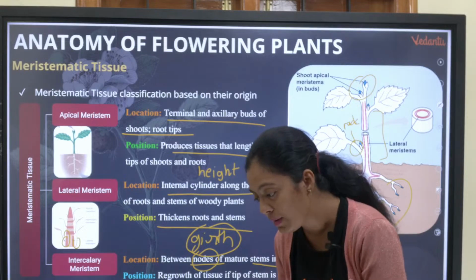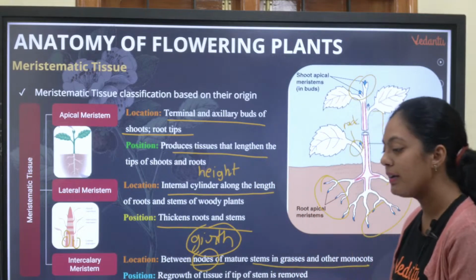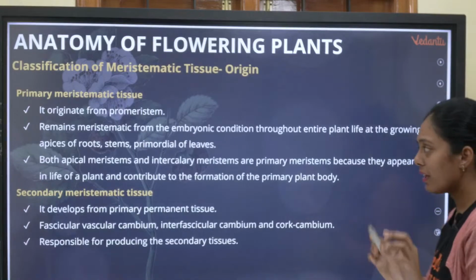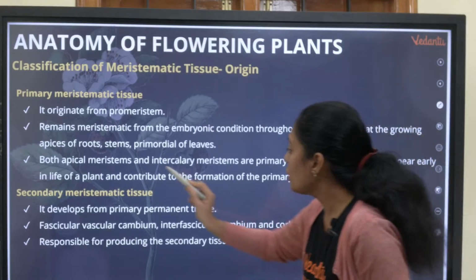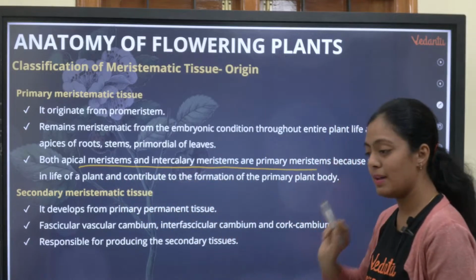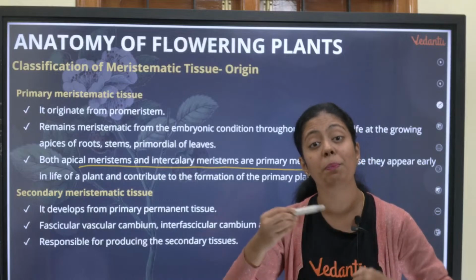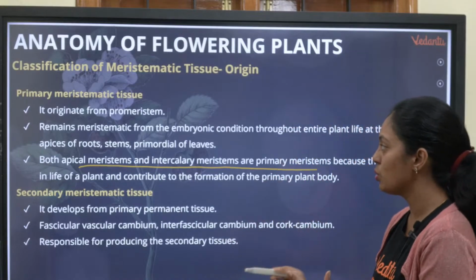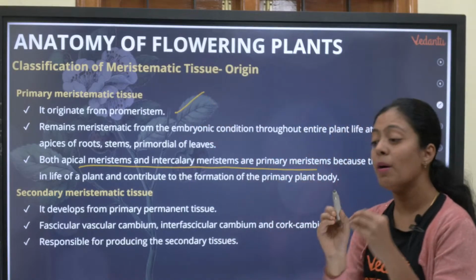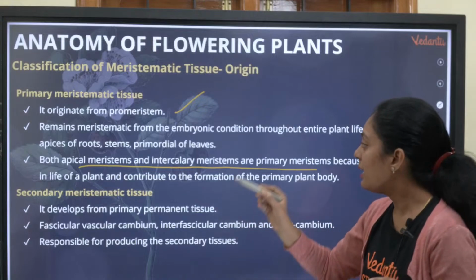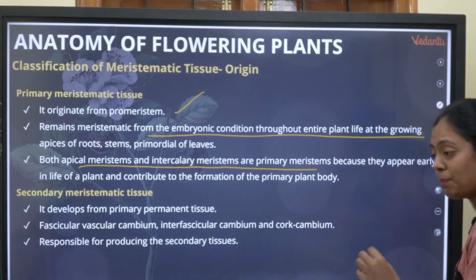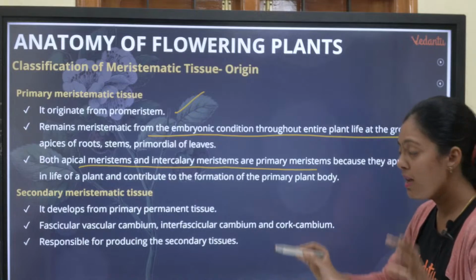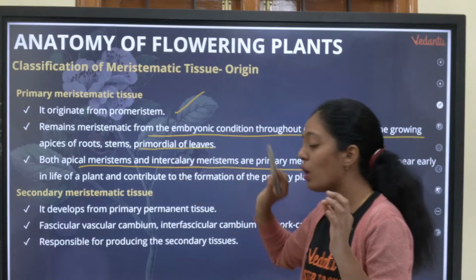Okay, yes, tell me Rakshita, what is your doubt? I'll clear it. Okay, let's try to understand primary meristematic tissue. Your apical and intercalary meristem, what do we call them? Primary meristematic tissue. It originates from promeristem. It remains meristematic from the embryonic condition throughout the plant life at the growing apices of roots, stem and primordia of leaf.